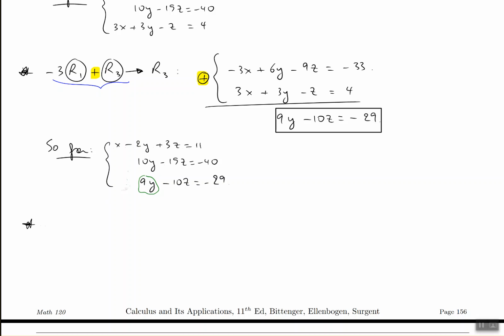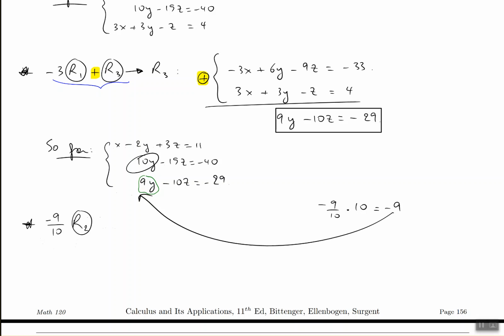Well, it's a little bit tricky here, but what I have to do is multiply the second row by the number 9/10 with a negative sign. Why is that? Well, because if you multiply -9/10 by the 10 that's already in the second row, the answer will become -9. And then when I add it to the 9y, things will cancel out and I will get my goal.